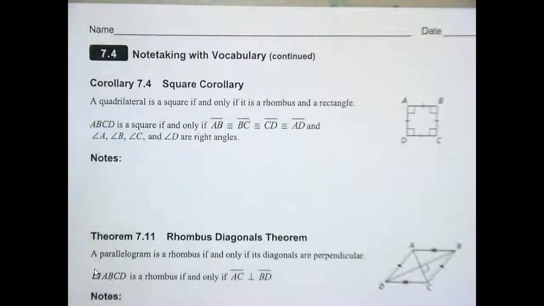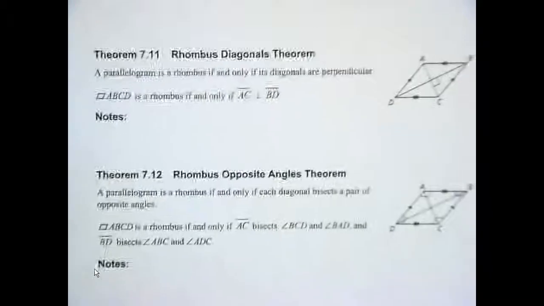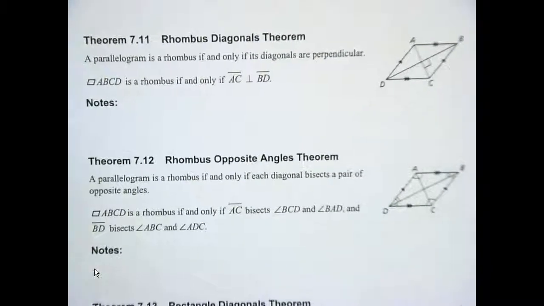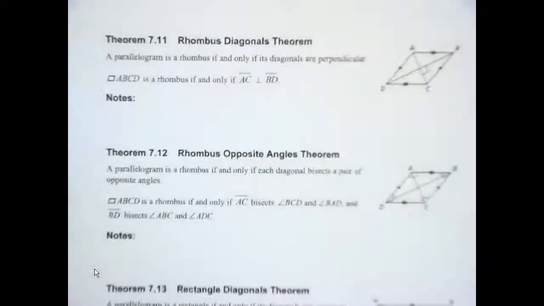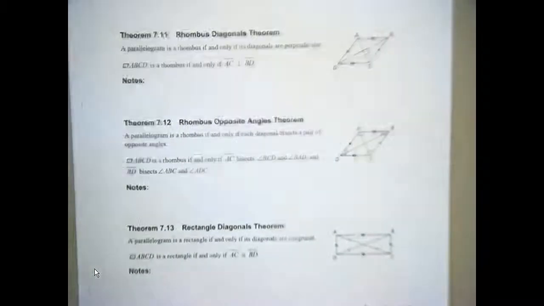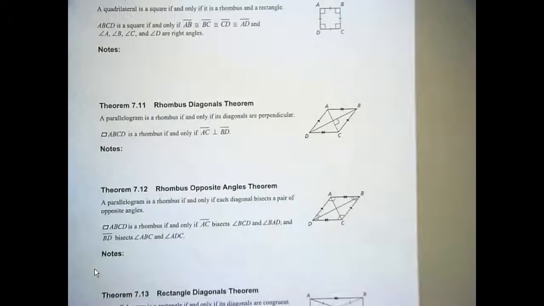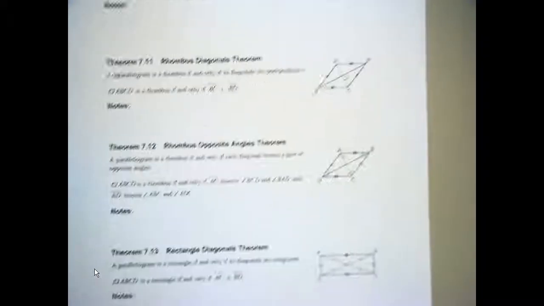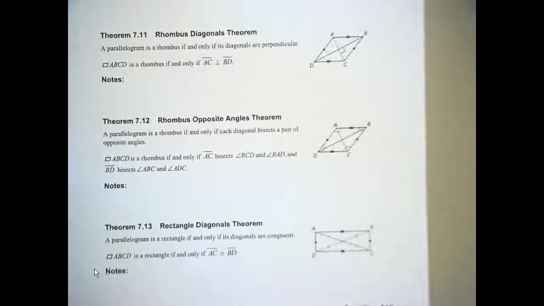So on page 213, yes, 213, there are 3 theorems. I want you to read through them and make any notes to yourself to clarify what is actually being said there. Should only be 3 theorems. There's 1 corollary at the top. Those 3 theorems.